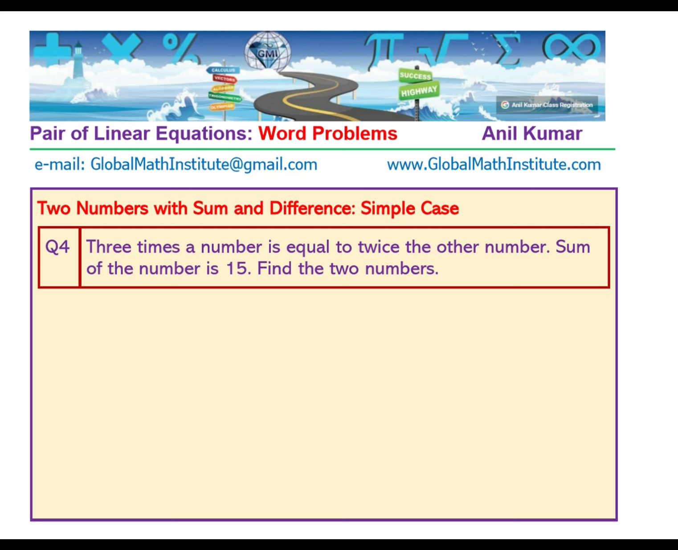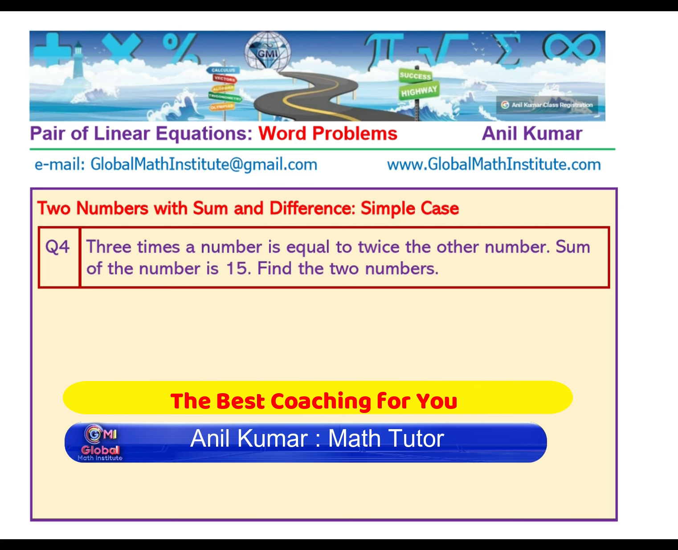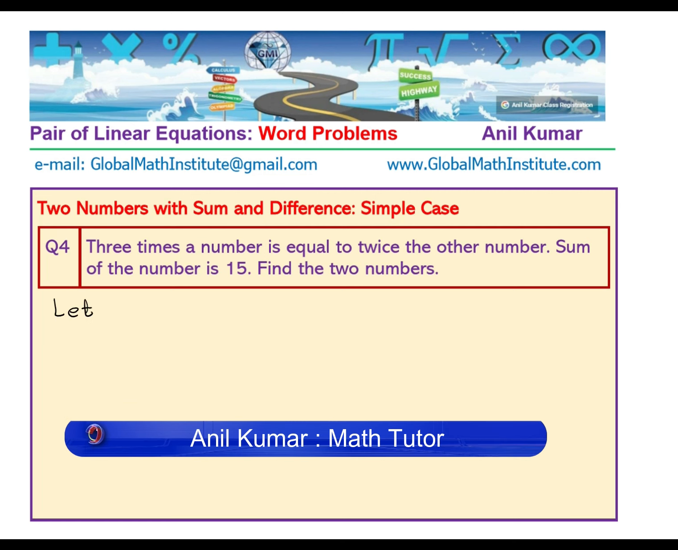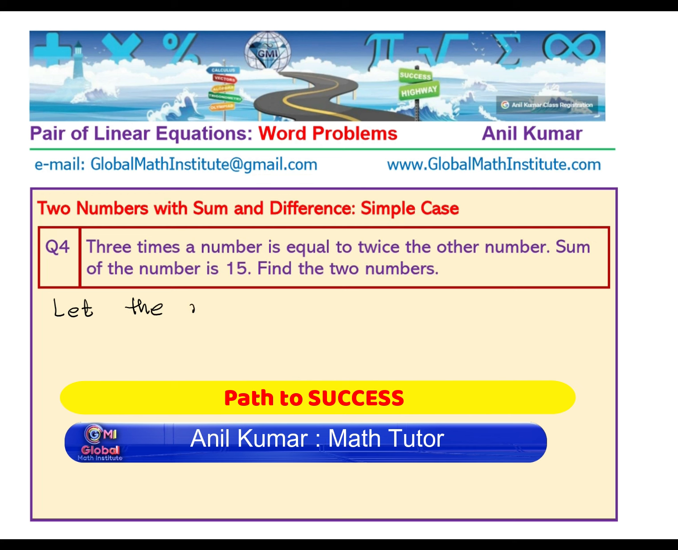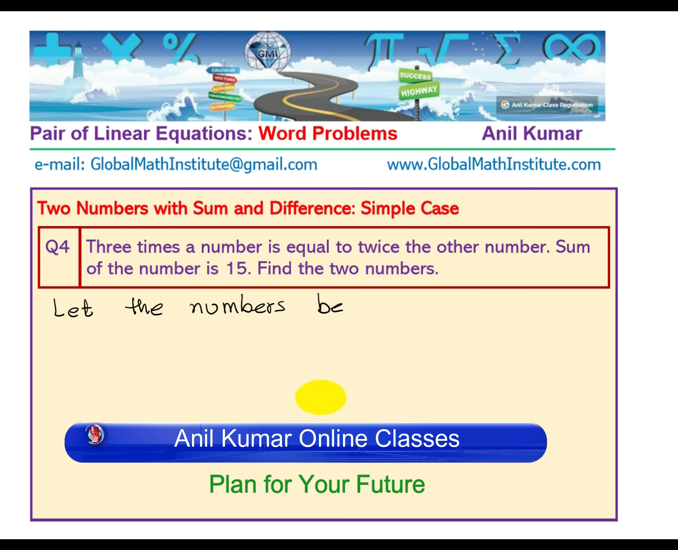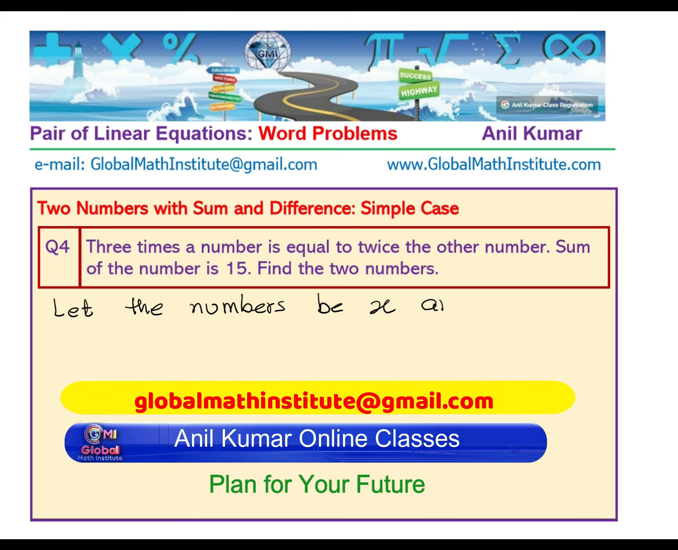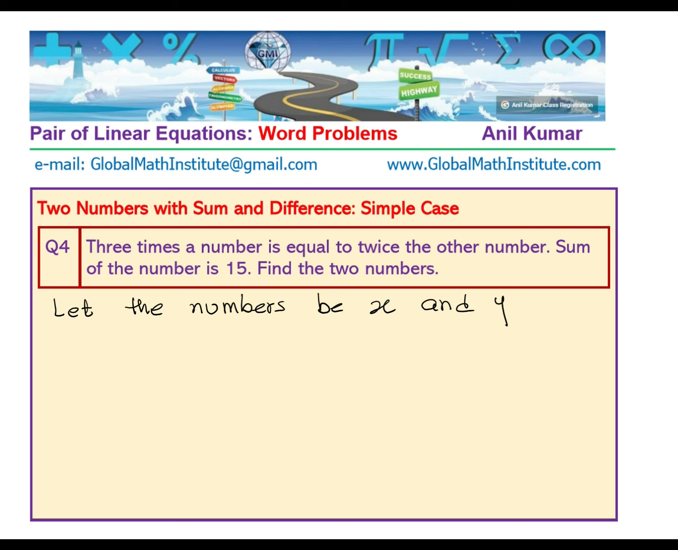3 times a number is equal to twice the other number. So we have changed the statement, made it slightly more complicated. So we are talking about two numbers. Let's define them. Let the numbers be x and y. Defining variables is very important. It also gives you communication marks.